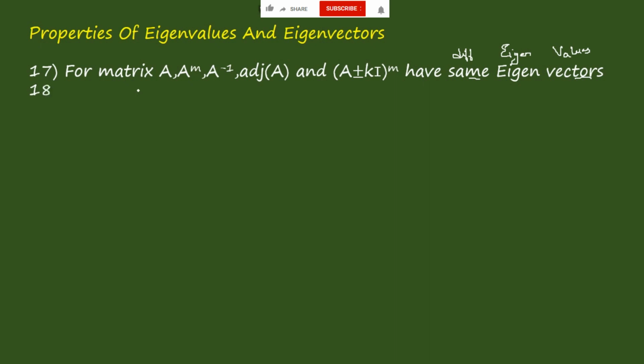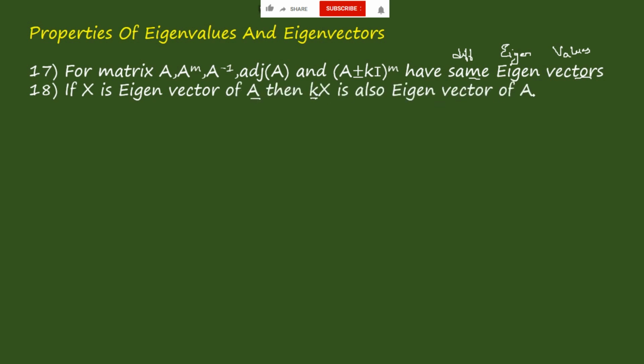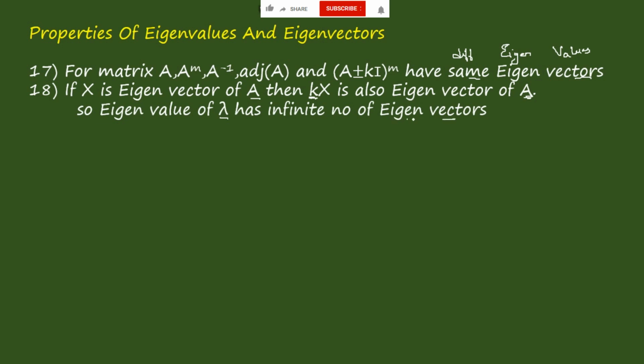Come to the next one. If x is an eigenvector of A, then k into x is also an eigenvector of A only, where k is a scalar value. If you multiply this one with x, then it is also an eigenvector of A only. And you can say from this that an eigenvalue lambda has an infinite number of eigenvectors. Yes or no? If you have one eigenvalue, then it has an infinite number of eigenvectors, as we can multiply the scalar k with x, and it is also an eigenvector of A only. Okay, come to the next one.